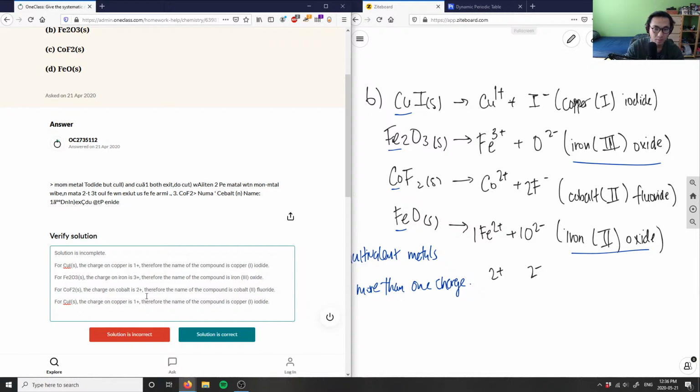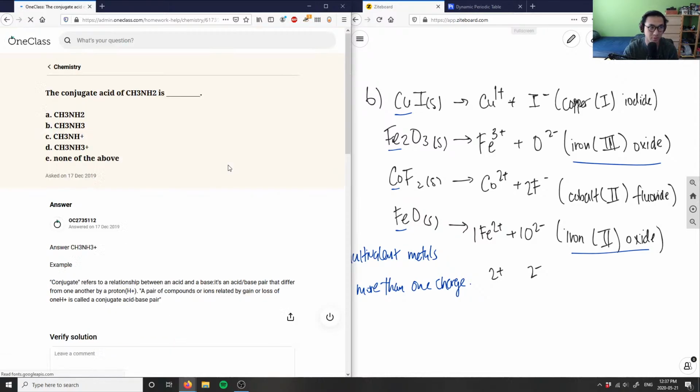And then finally, for this compound here, it's FeO. The charge on iron here is going to be 2 plus. Therefore, the name of the compound is going to be iron 2 oxide. And this is the full solution for this problem here. So the solution is incorrect because I can't decipher this problem here.